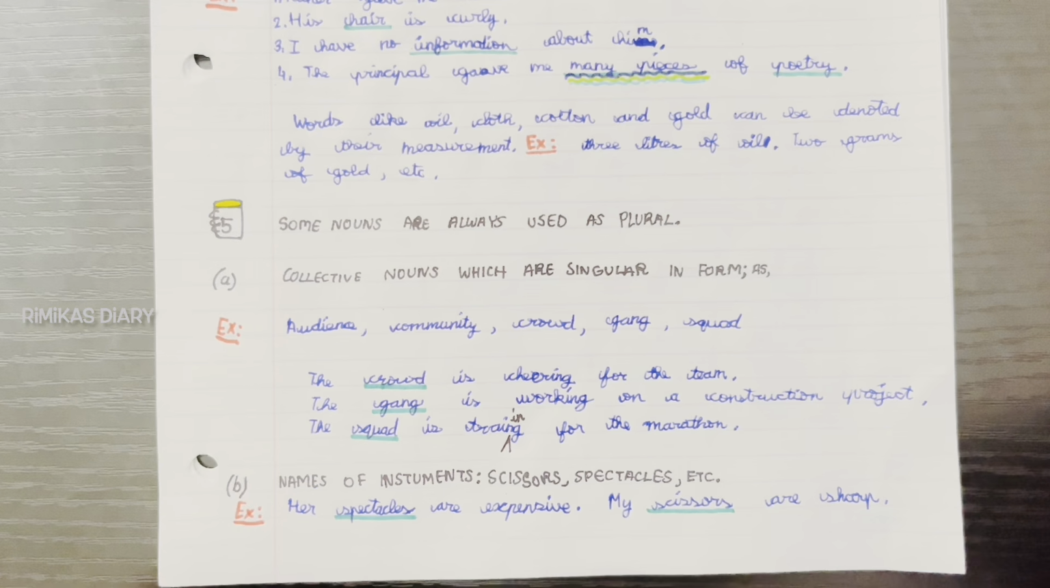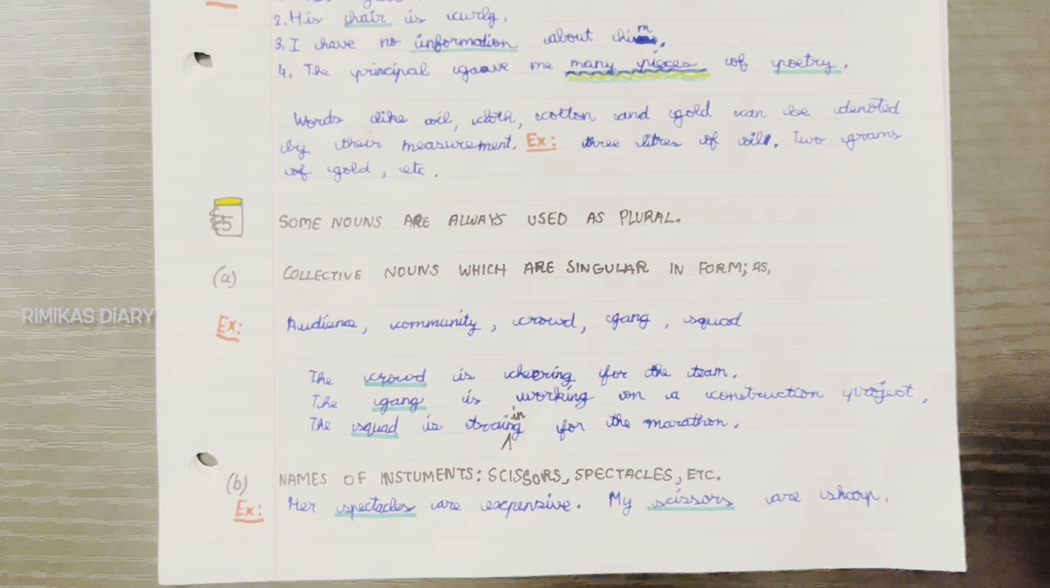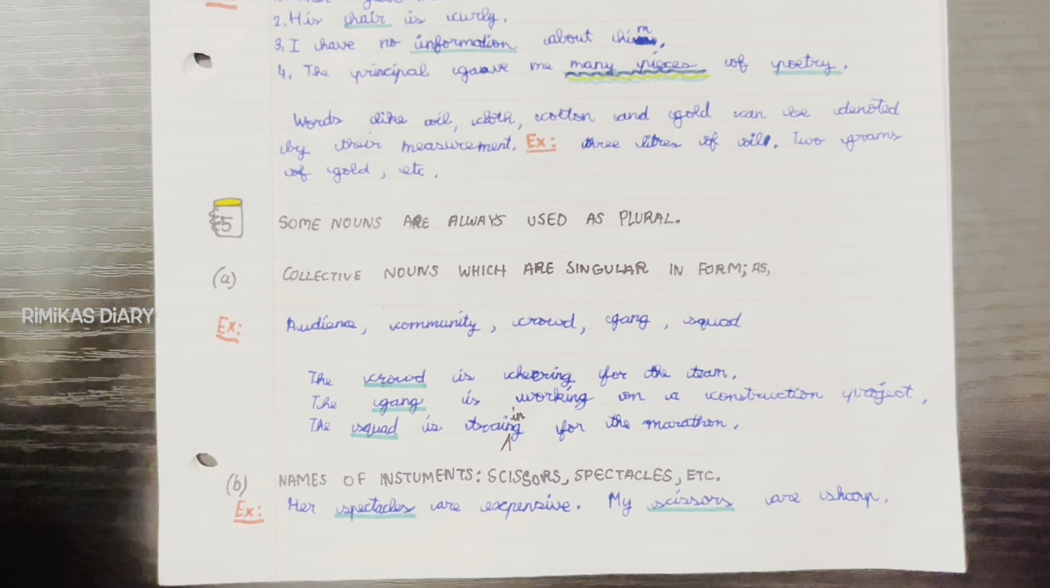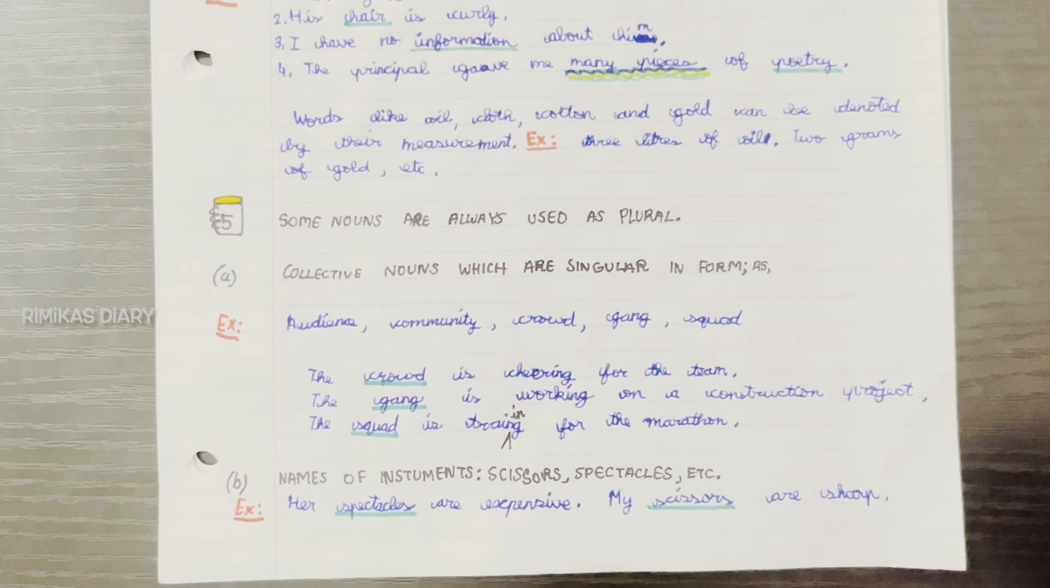Next one, names of instruments: scissors, spectacles, etc. Her spectacles are expensive, my scissors are sharp. As I said here, some nouns are always used as plural. Words like spectacles, scissors are always used as plural. You cannot use them like spectacle, scissor. You can't use that. You had to say scissors, spectacles.